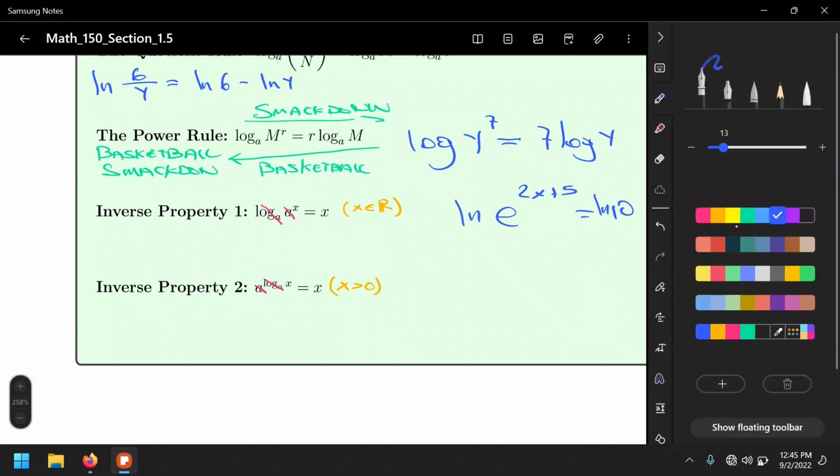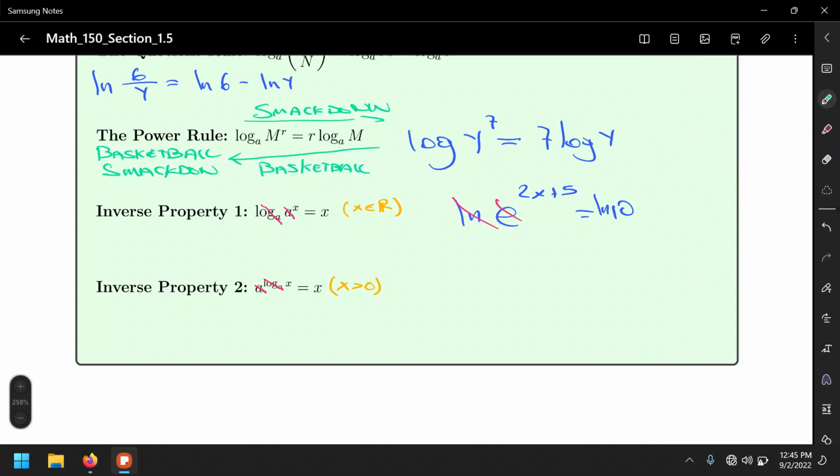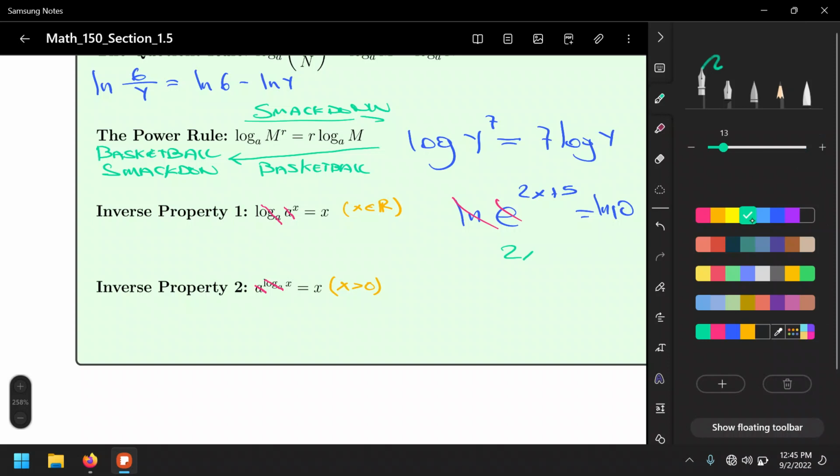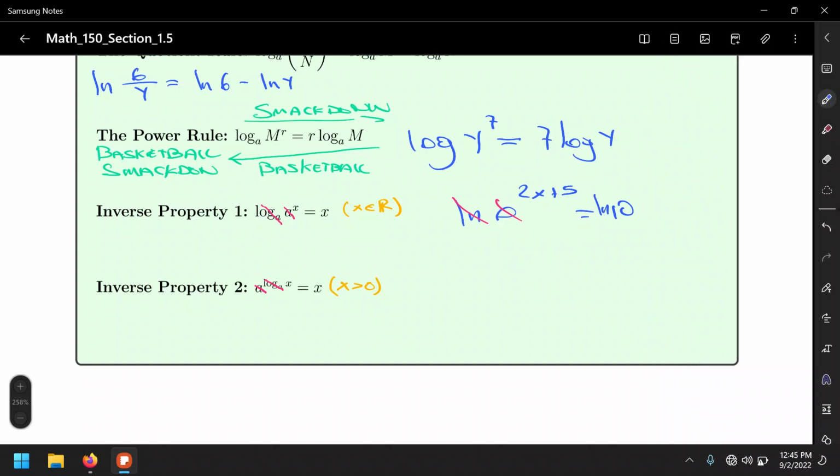And then, in this case, these two cancel, and we will be left with 2x plus 5 equals ln of 10. Solving for x, 2x equals ln of 10 minus 5, and x equals 1/2 times ln of 10 minus 5. So this is how we use the inverse properties to solve exponential equations.